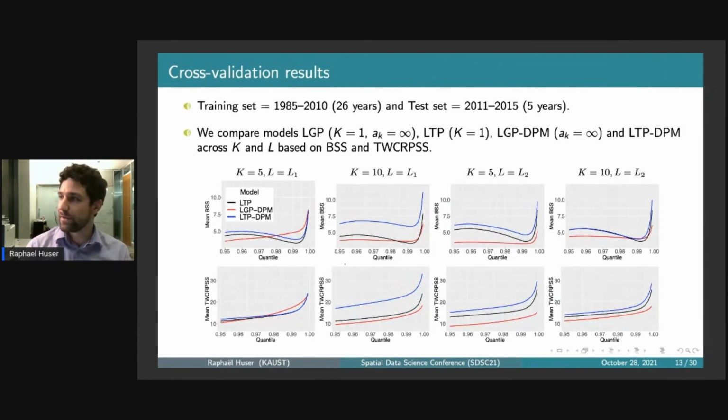The model that we consider here is called LTP-DPM, low-rank T process based on Dirichlet process mixtures. We have to choose two parameters. One is K, the number of mixture components, and L is the number of basis functions. To choose these parameters, we ran a cross-validation study. It turned out that the best model was for K equal 10, so 10 mixture components, and L equal L1, which was about 20 basis functions. Later we choose these values to make the inference.